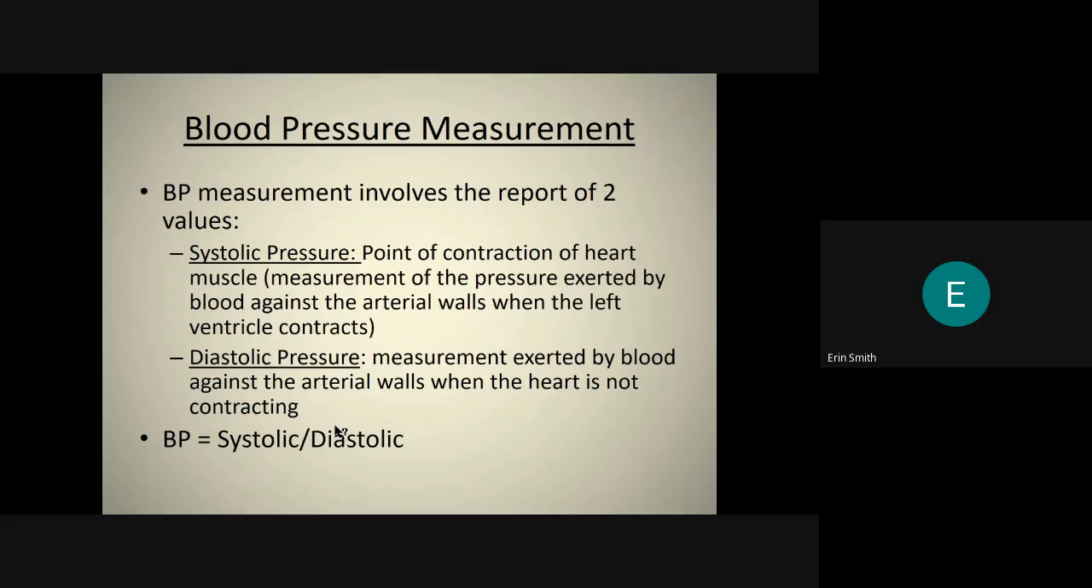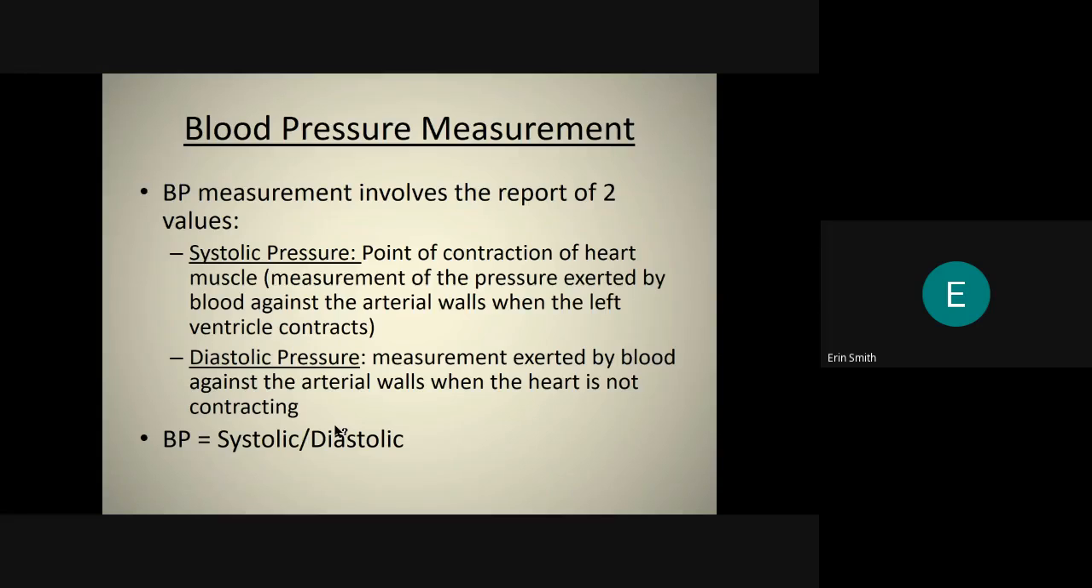So the systolic pressure is going to be that top number, and that's the point of contraction of the heart muscle. So it's the measurement of the pressure exerted by the blood against the arterial walls when the left ventricle contracts. So systolic pressure is what is happening inside those vessels when the heart is contracting.